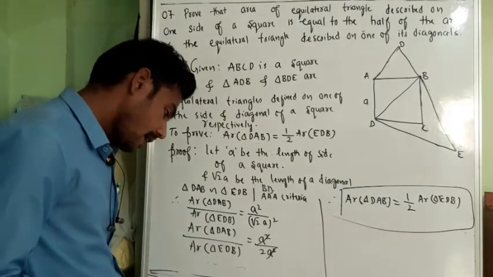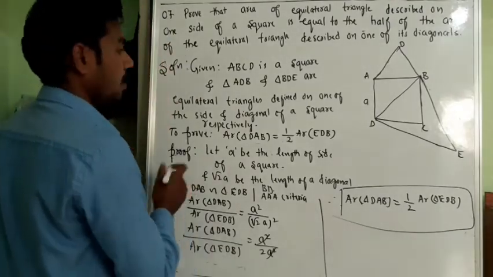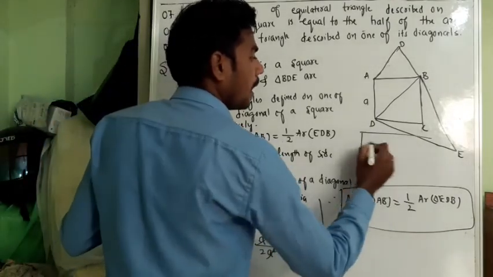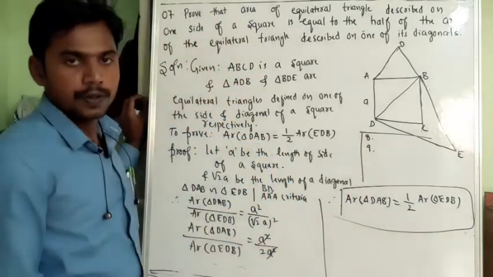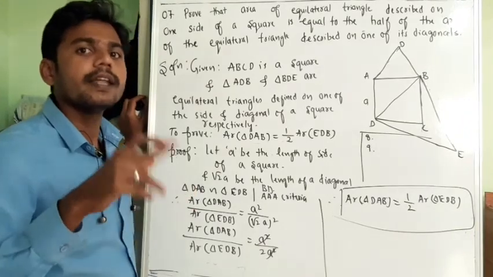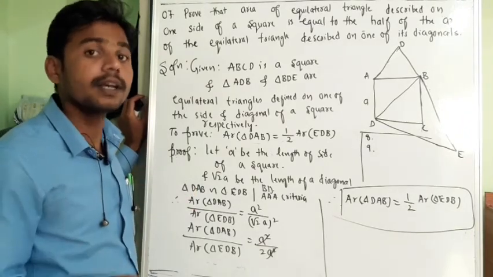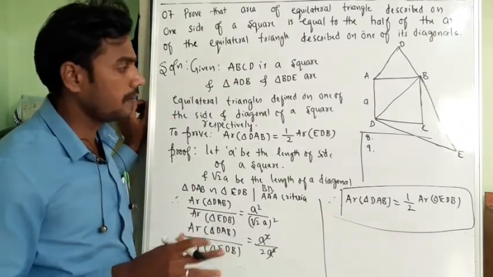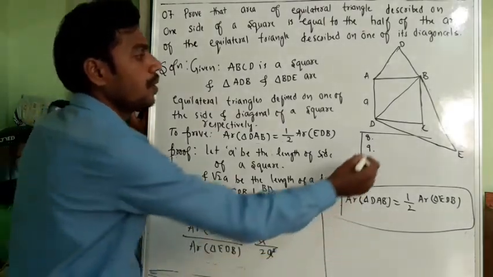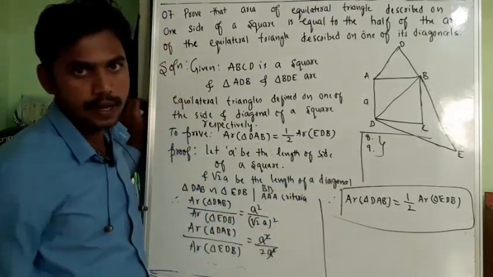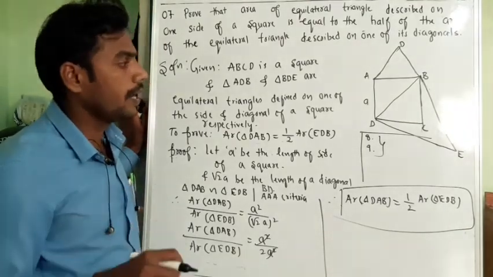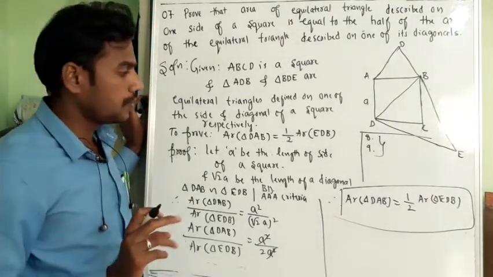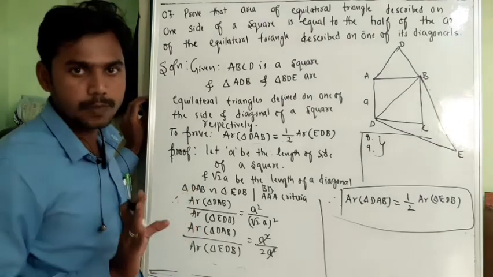The 8th and 9th will be your homework. The 8th question and 9th question are based on the application of the two theorems. One is the area of similar triangles theorem, the other one is the converse of the area of similar triangles theorem. Based on those two theorems, the 8th and 9th questions are there. Please go through them. If you have any difficulty, please do contact me. I am going to help you with that. So this concludes your exercise 6.4.